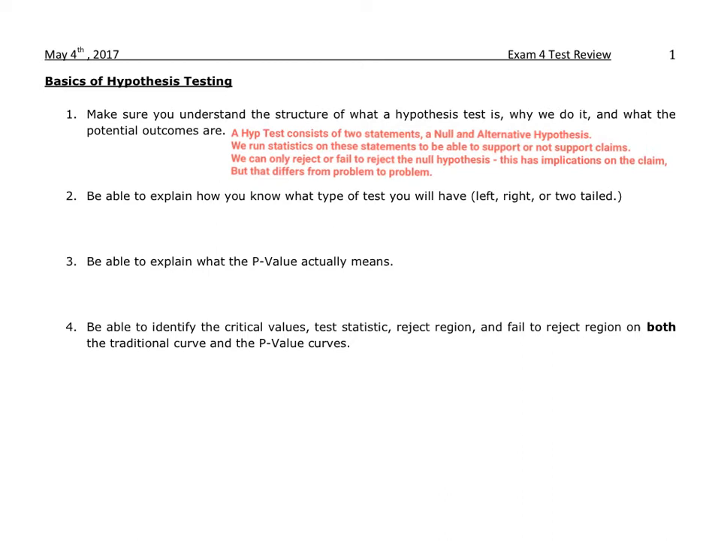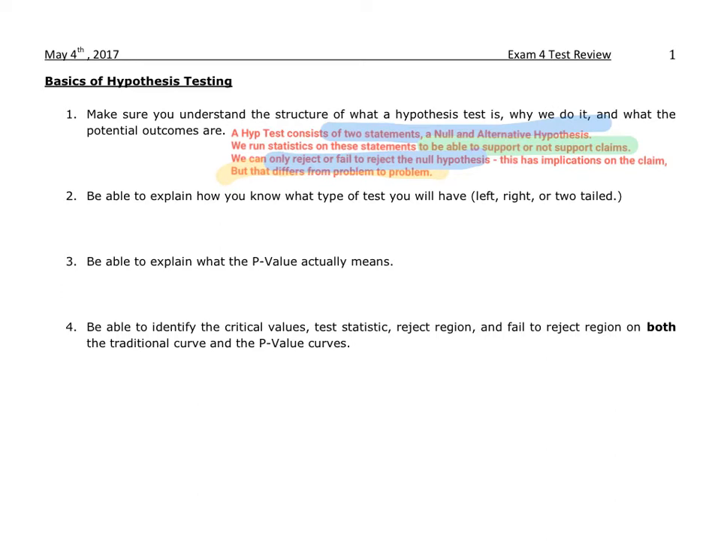And I can't make a statement that summarizes all of this in particular because it changes from problem to problem. And that's what's important here, is all of this changes. The big things, the things that stay the same, is you're going to have two statements, a null and alternative hypothesis. The statistics can be run on those statements to support or not support claims. And then we can only reject or fail to reject the null hypothesis. Got to make sure you got that down because that is the basics of hypothesis testing.